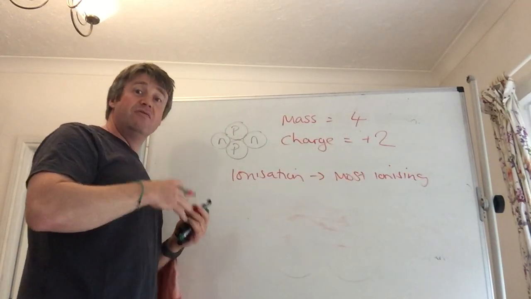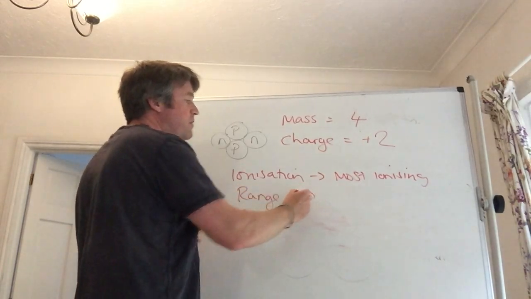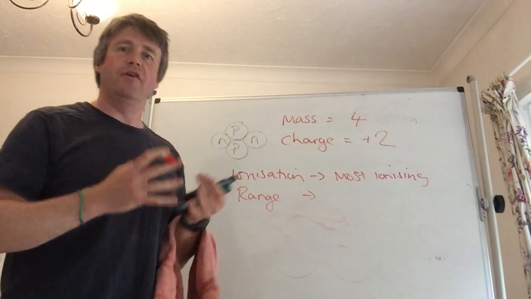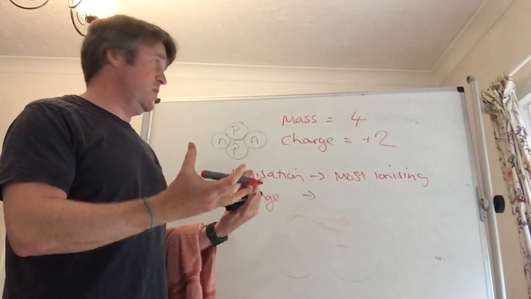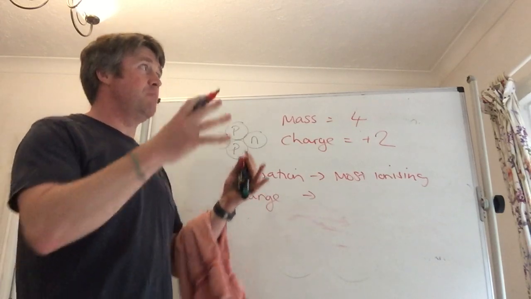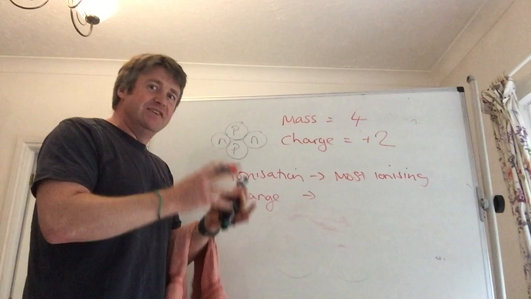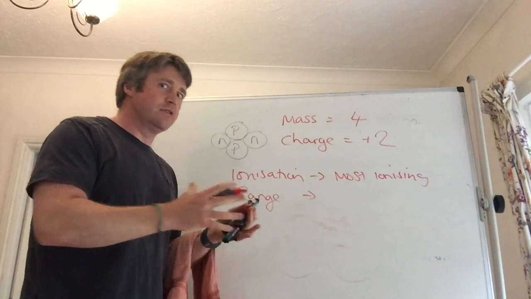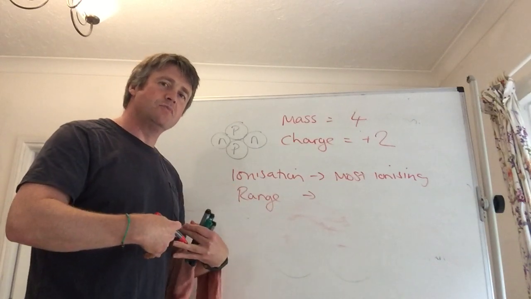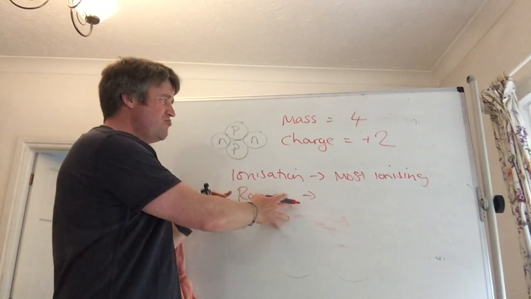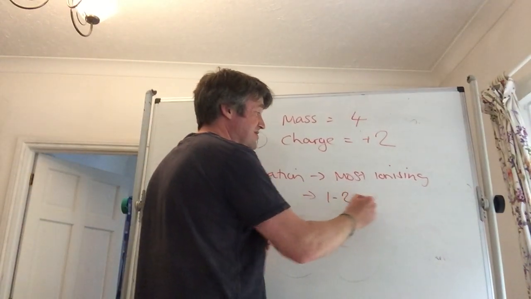The other thing we need to know is the range: how far these particles, when they're emitted, can travel. This is where you've got to start applying your knowledge in an exam question, because alpha is the most ionising, which makes it the most dangerous, but only if it's inside your body, because the range of alpha is only 1 to 2 centimetres.